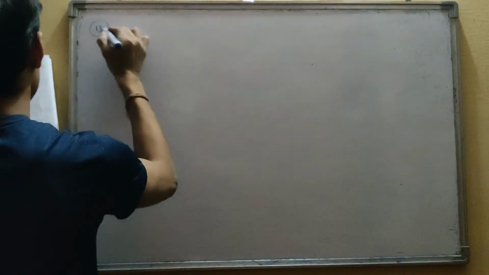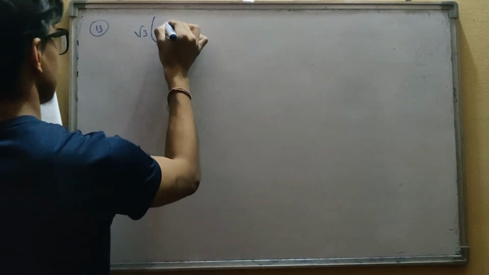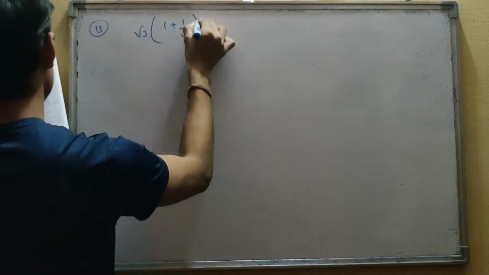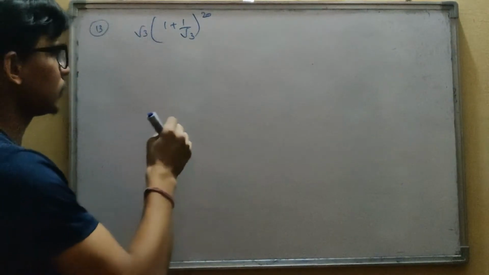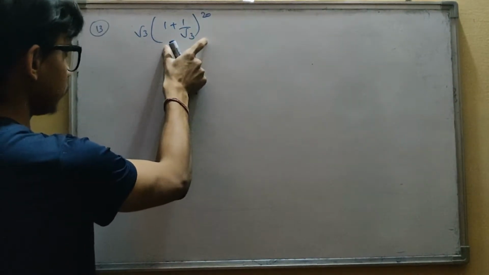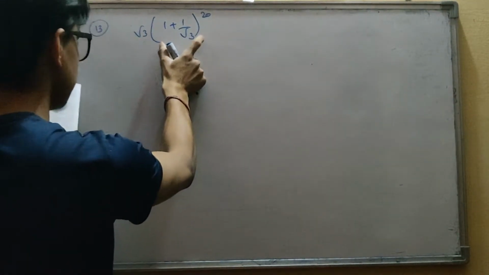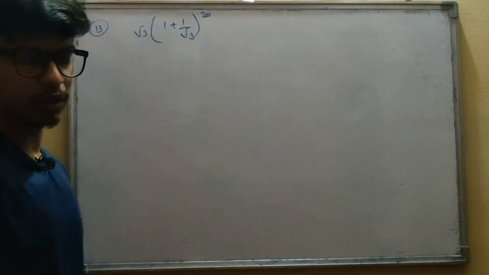So the question is the greatest term in the expansion of root 3. Question number 13. Greatest term in the expansion of root 3 of (1 plus 1 upon root 3) to the power 20. Right. So what you can do, you can find the maximum term, greatest term in the expansion of this, and you just multiply by root 3, and that will be the answer.